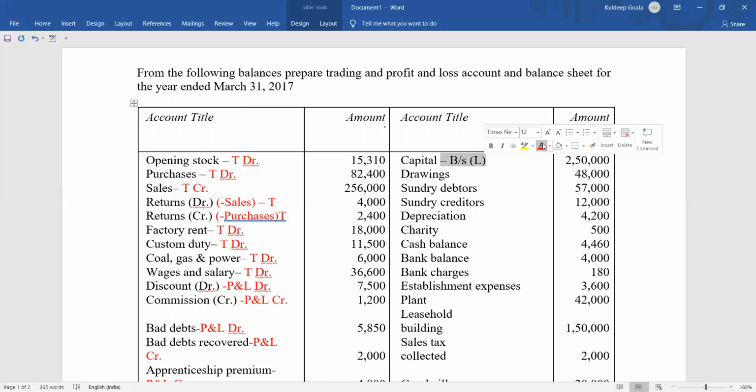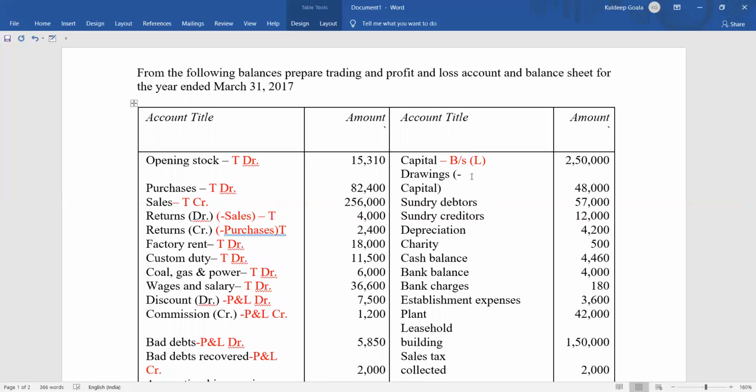Coming to the next one, drawings. Drawings will also be shown as a balance sheet item, but it will be deducted from the capital. Okay, drawings is deducted from the capital, right?